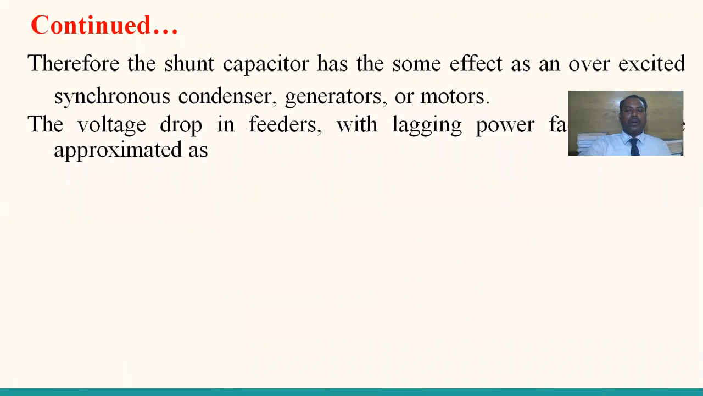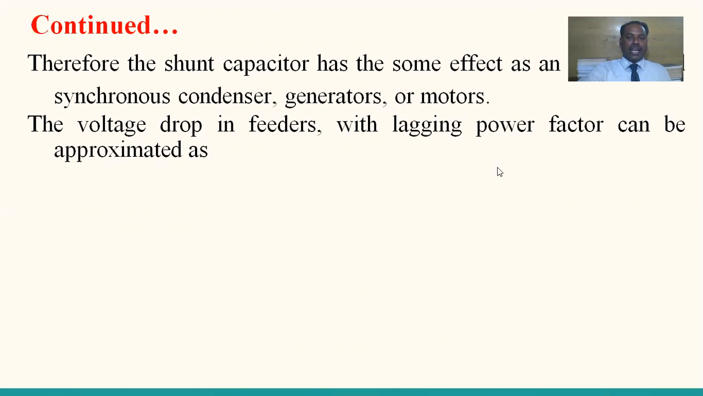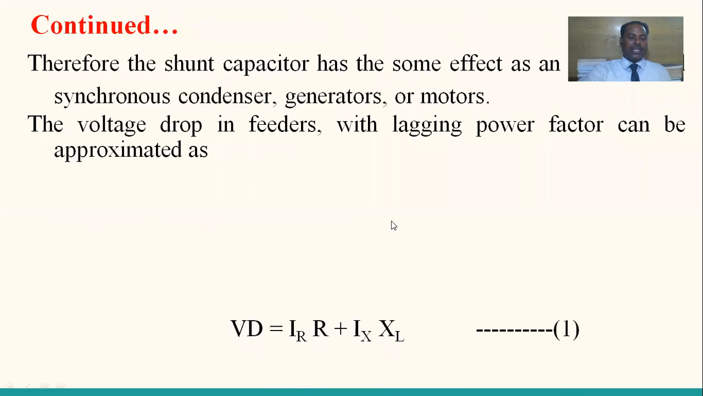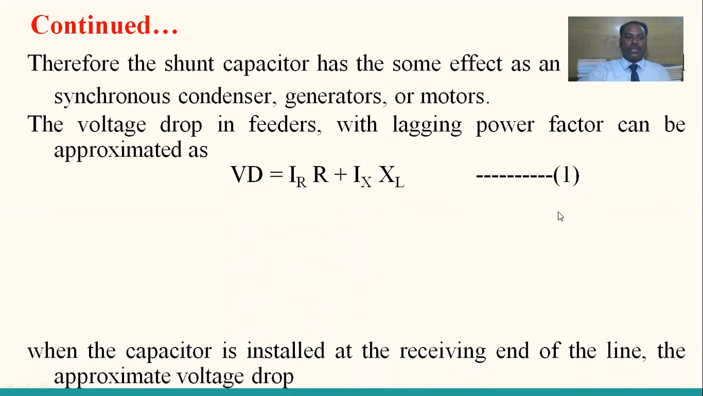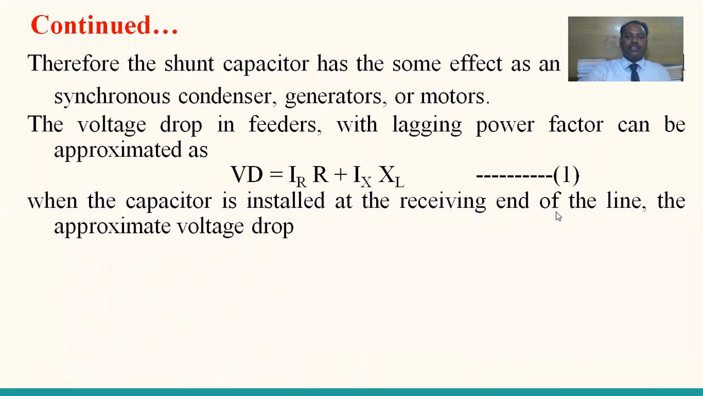So the voltage drop in feeders with lagging power factor can be approximated as the resistive drop plus the reactive drop: IR times R plus IX times XL. This is equation 1. When a capacitor is installed at the receiving end of the line, the approximate voltage drop changes. Voltage drop is equal to IR times R plus IX times XL minus IC times XC. This is equation number 2.